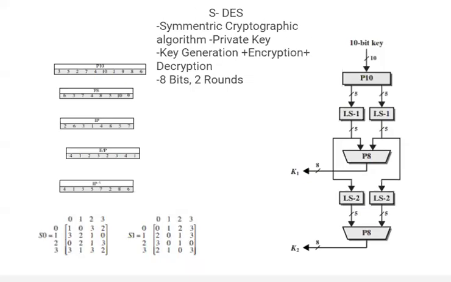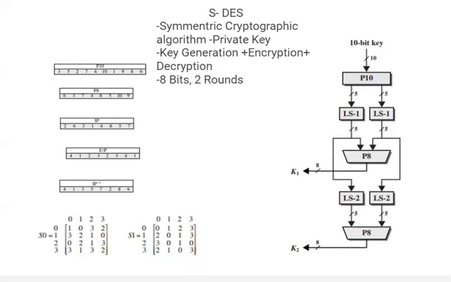Okay. So today we are going to discuss simplified DES, which is nothing but a symmetric cryptographic algorithm. When we call it symmetric, the same key is used for encryption and the same key is used for decryption. So this algorithm is also called private key cryptography. What does it mean? The sender and receiver use the same key for locking and unlocking.